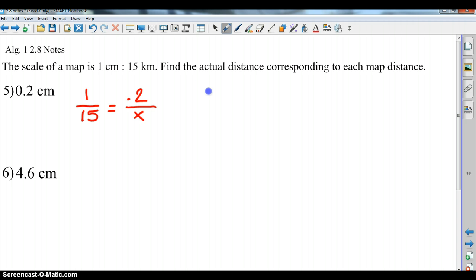1 times x is x. And then we're going to do 0.2 times 15. X is equal to 3 kilometers. So if you measured 0.2 on the map, it actually corresponds to 3 kilometers in real life. I want you guys to do the exact same thing on number 6, and we'll come back and see if we get the same answer.